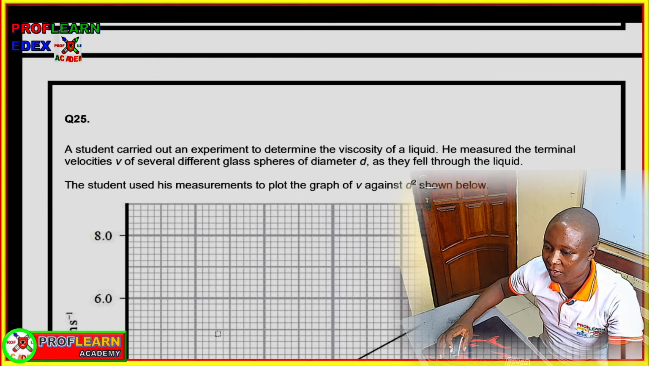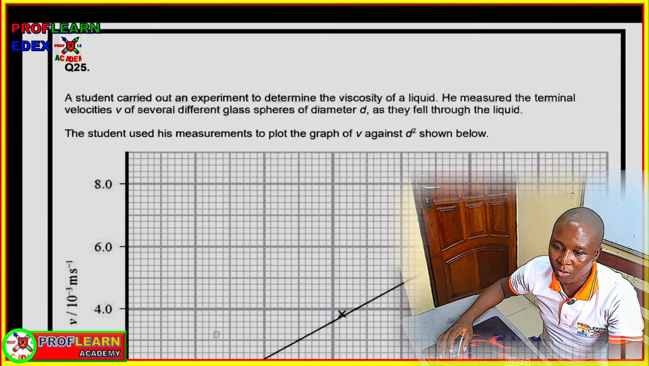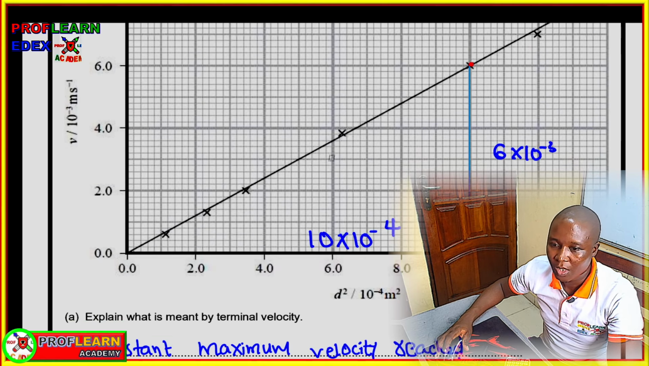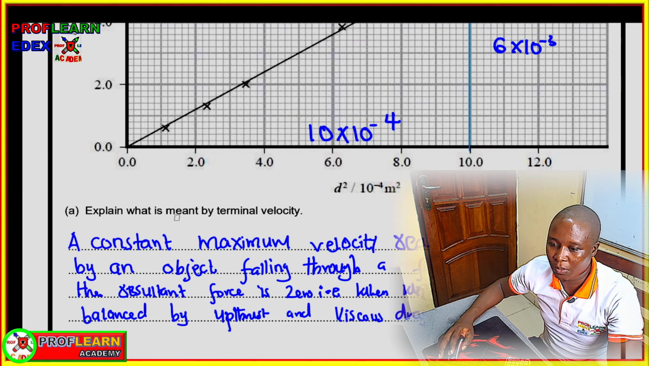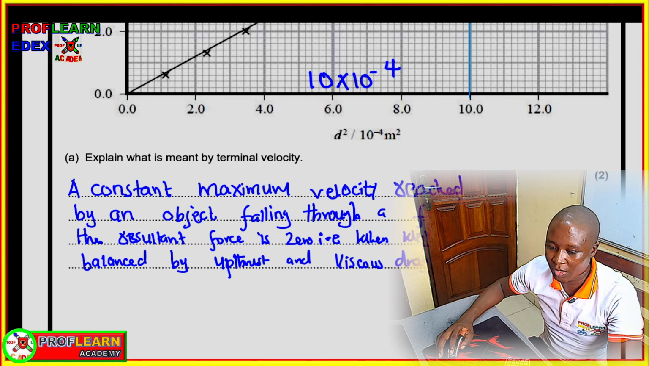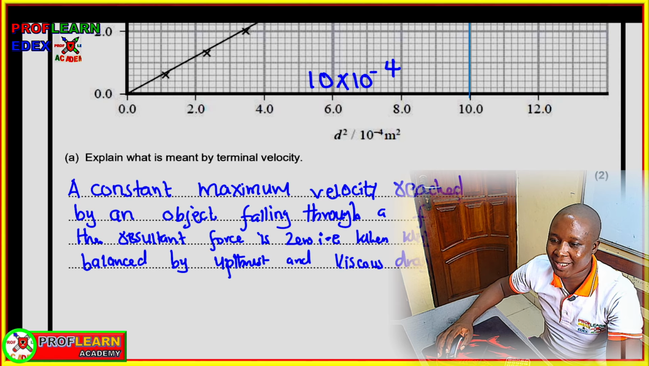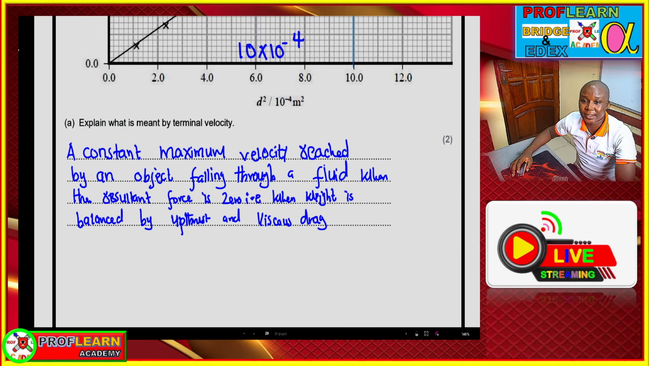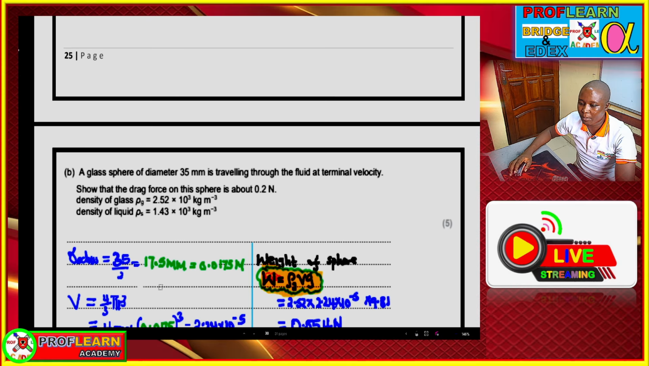So let's dive in, and we move to question 25. We are told a student carried out an experiment to determine the viscosity of a liquid from graphs. Explain what is meant by terminal velocity. This is the maximum constant velocity reached by an object that is falling through or moving through a fluid, and that happens when the weight balances with upthrust and drag. So that is how you can define that.